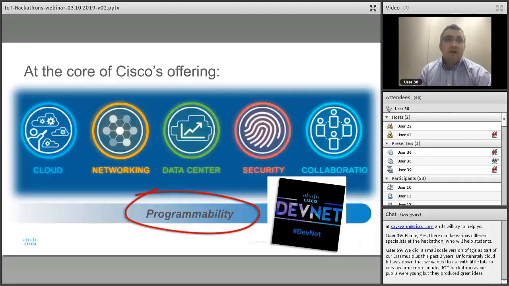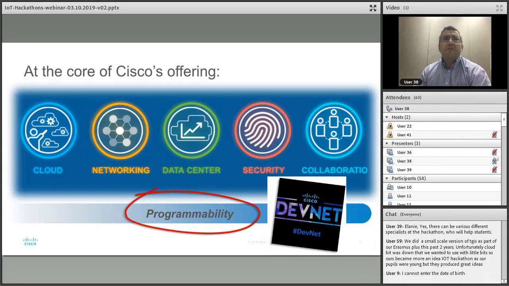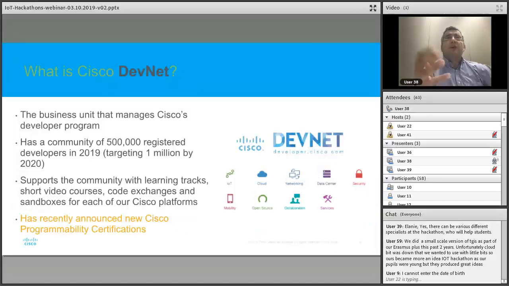So if you are currently teaching Cisco courses, maybe the CCNAs, and you have the 4000 series routers, then guess what? Those routers are fully programmable. So with this in mind, what we're trying to do is leverage this programmability platform that we have to support our students, to support our graduates in their future career. And so what does Cisco DevNet really do?